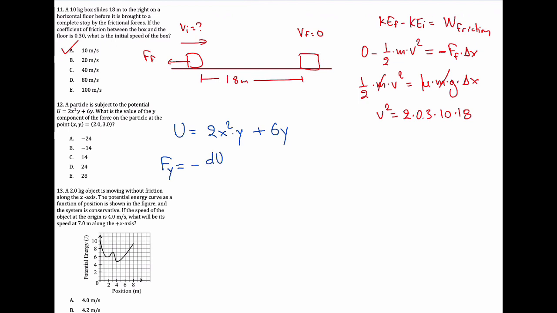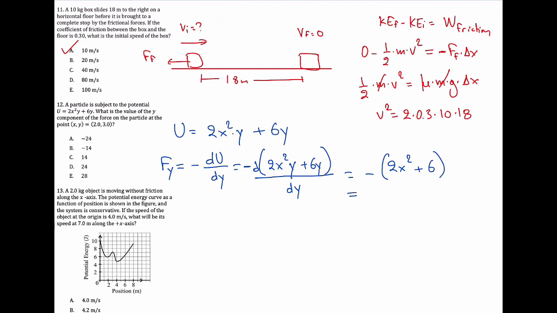equal to minus dU over dy, which means we derive the function that is given, 2x squared y plus 6y, and we derive it only for the variable y. So we will not touch, we will not mix with the variable x squared. We treat it like it is a number. So this is minus 2x squared times the derivative of y, which is 1, plus 6. And basically the final value for the force y is minus 2x squared minus 6.